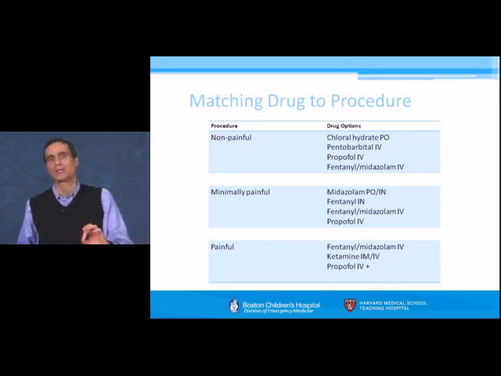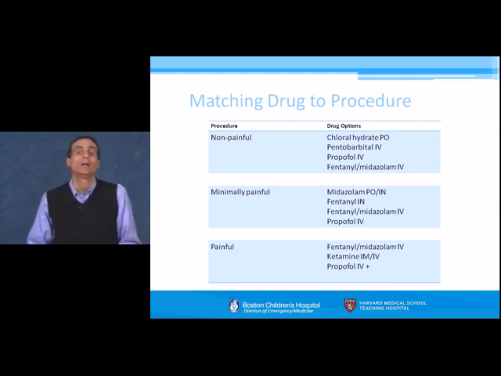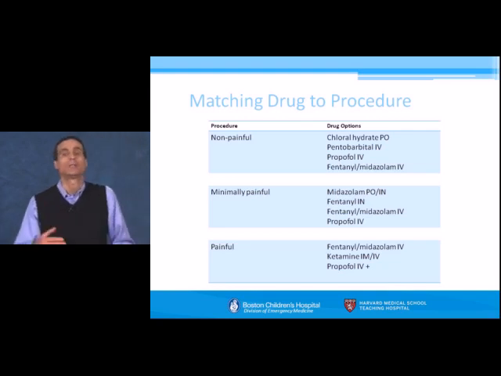So just to be clear again, in syndromic patients who sometimes have tongues that are proportionally larger in terms of the surface area of their mouth, who can obstruct very easily once you've taken away their upper airway muscular tone from sedating them, you may want to think about using a reversible agent combination in that circumstance.